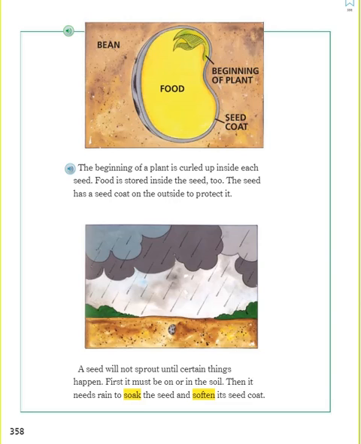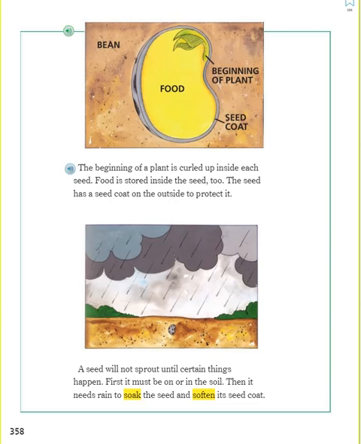Bean, food, beginning of plant. Seed coat. The beginning of a plant is curled up inside each seed. Food is stored inside the seed too. The seed has a seed coat on the outside to protect it.